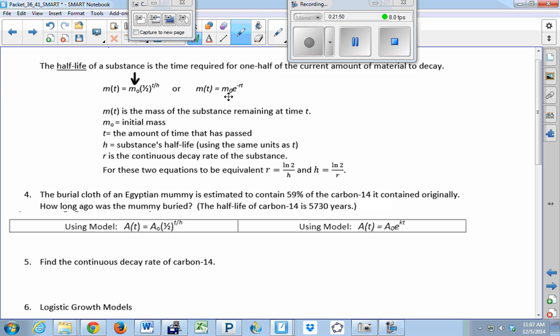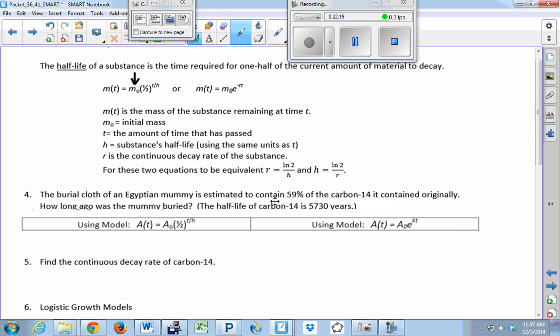This formula is using E as the base, and R here is the continuous decay rate of the substance. So if you're given the continuous decay rate, you would use this formula. These two equations are equivalent, and you can make them equivalent by using these substitutions. R is the natural log of 2 over H, and H is the natural log of 2 over R. So let's use both of these models real quick, just do some substitution for this particular problem.